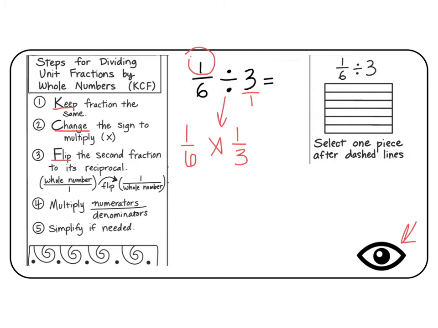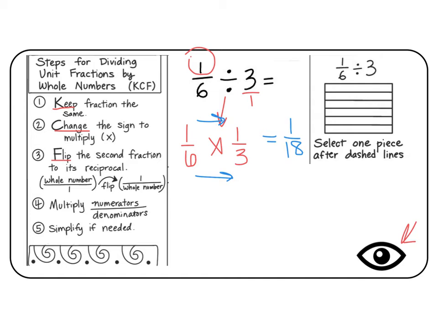And now look, we just have a multiplying fraction problem, which we just finished. So we should be able to do that. We're going to go straight across the top and straight across the bottom. 1 times 1 is 1, and 3 times 6 is 18. And then if we needed to simplify, we would. In this case, we don't.